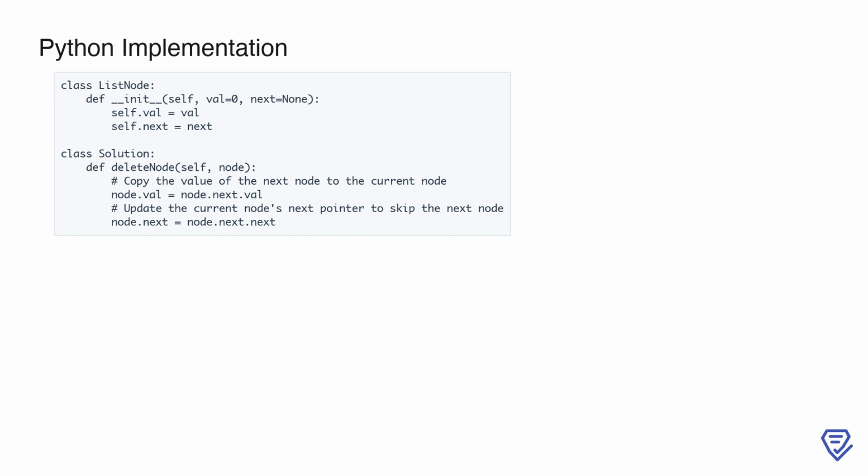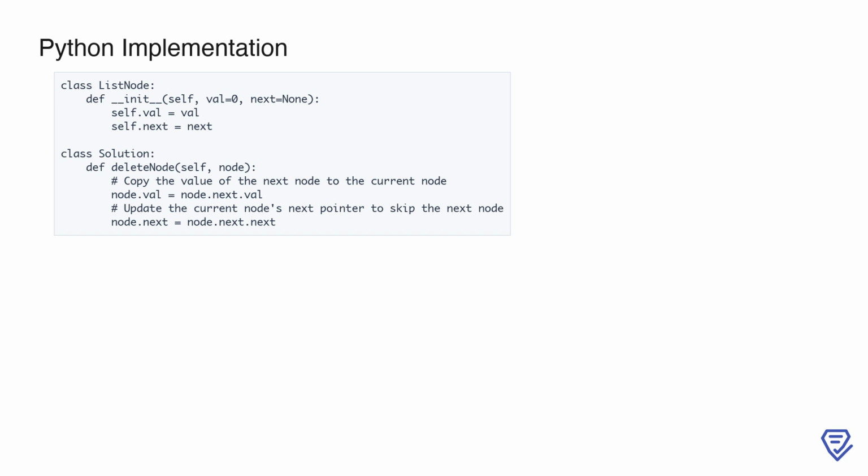This effectively overwrites the current node's value with the next node's value. For example, if the current node's value is 4 and the next node's value is 5, after this step, the current node will also have the value 5. Step 2: update the next pointer of the current node to skip the next node, node.next = node.next.next. This removes the reference to the next node, effectively deleting it from the linked list. Continuing the example, if the list was 3-4-5-6, it will now become 3-5-6 after removing 4.